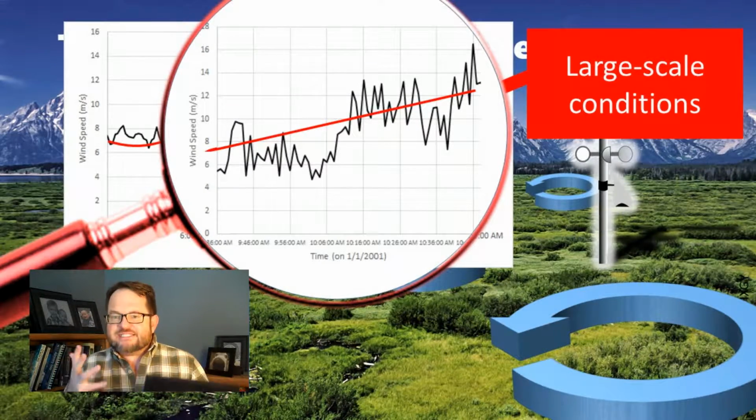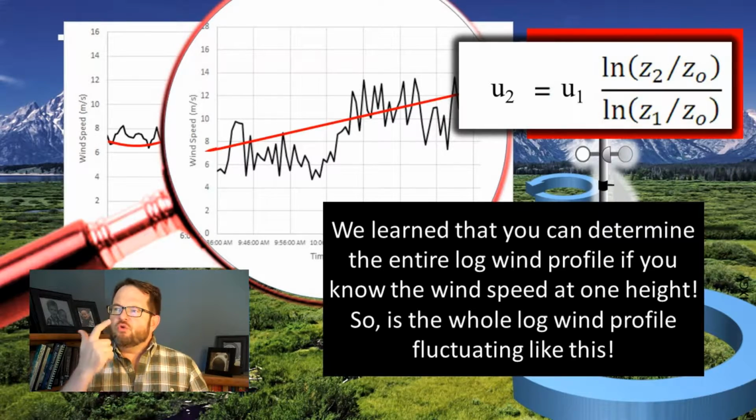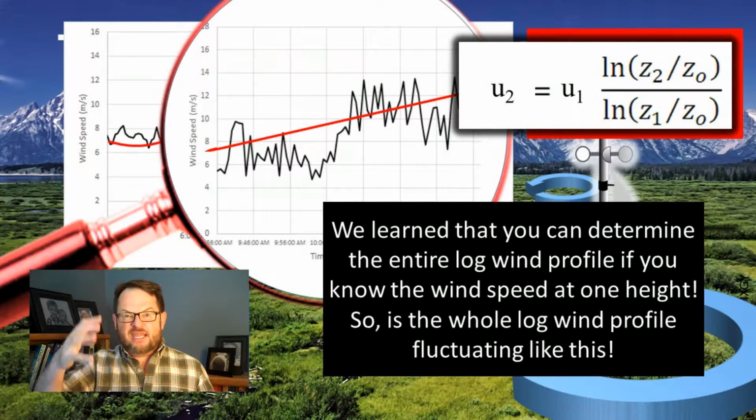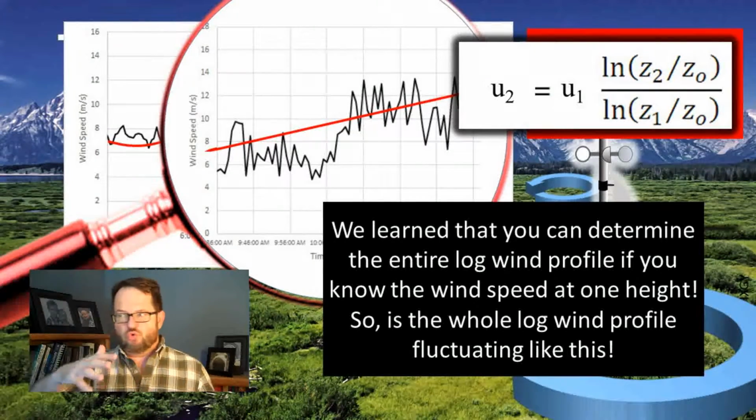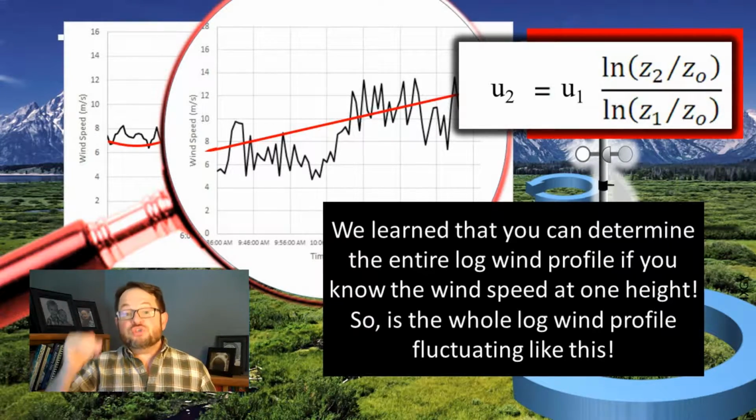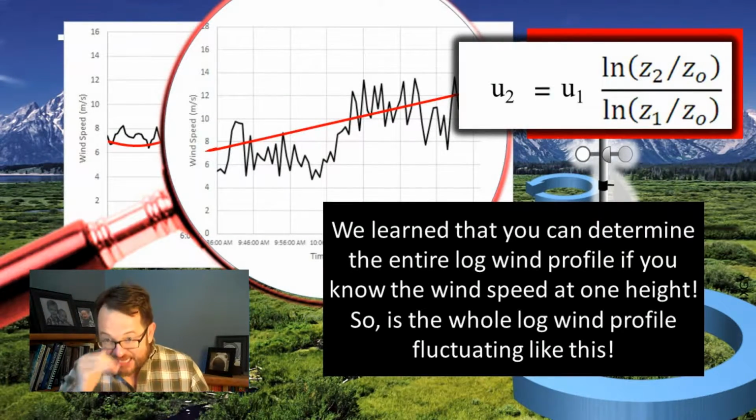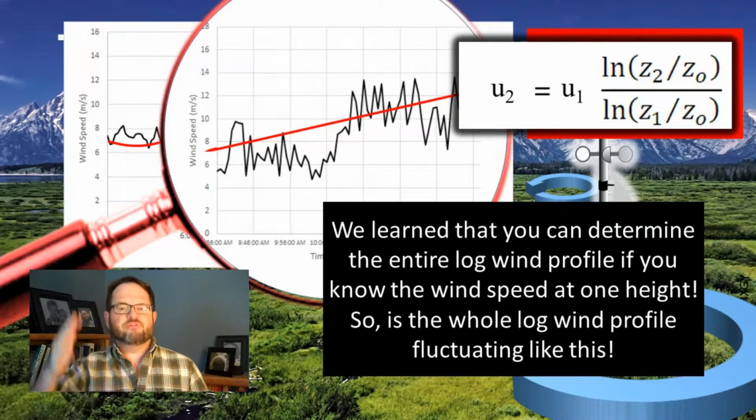If we just take an instantaneous observation of the wind, what does that have to do with the wind profile? In the log wind profile lecture, we learned that if you knew the wind speed at any given height, like 2 meters above the ground at your observing station or 10 meters up on your meteorological mast, you could compute the wind speed at any given height above the ground in the layer over which the log wind profile was appropriate.